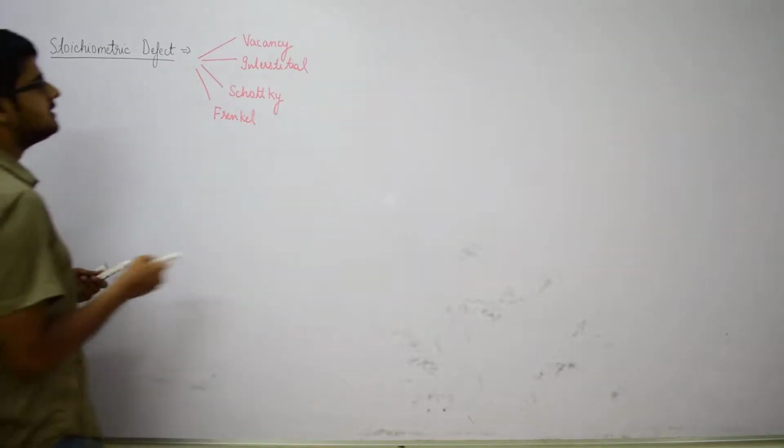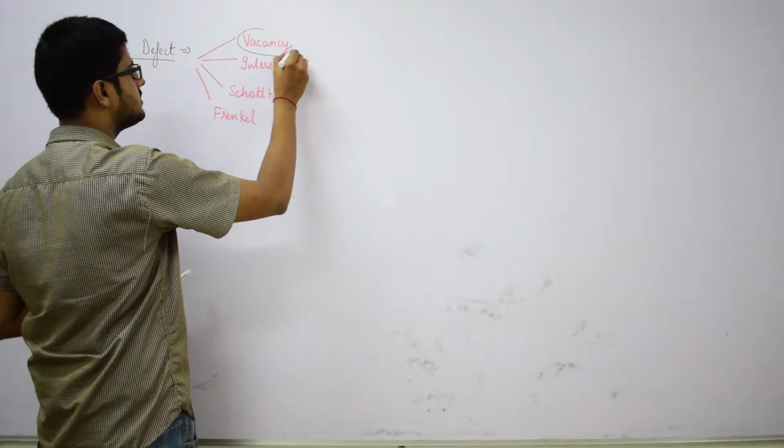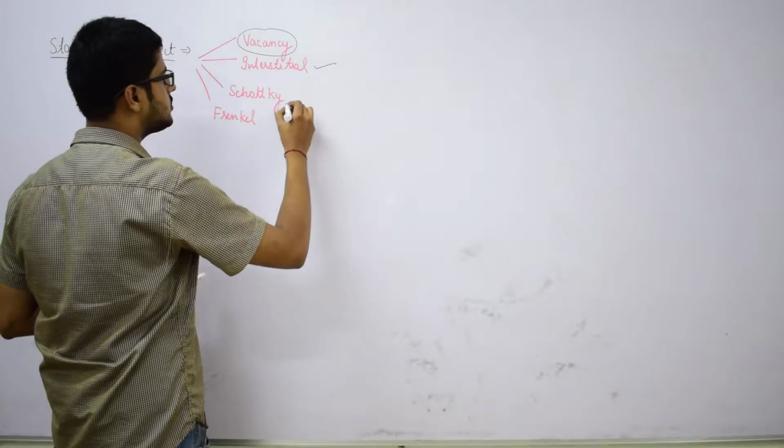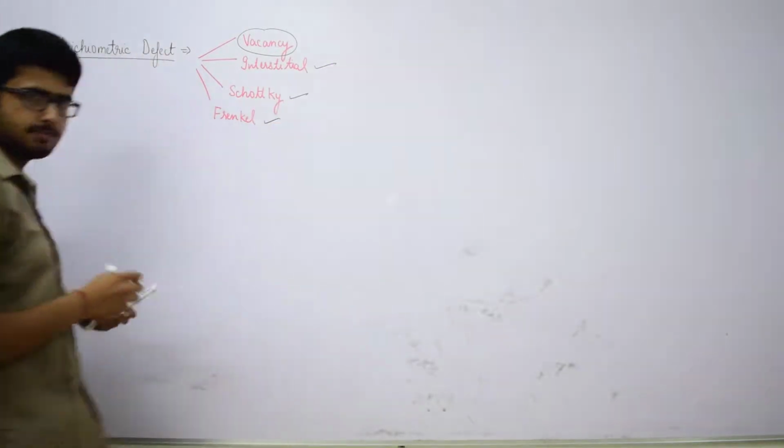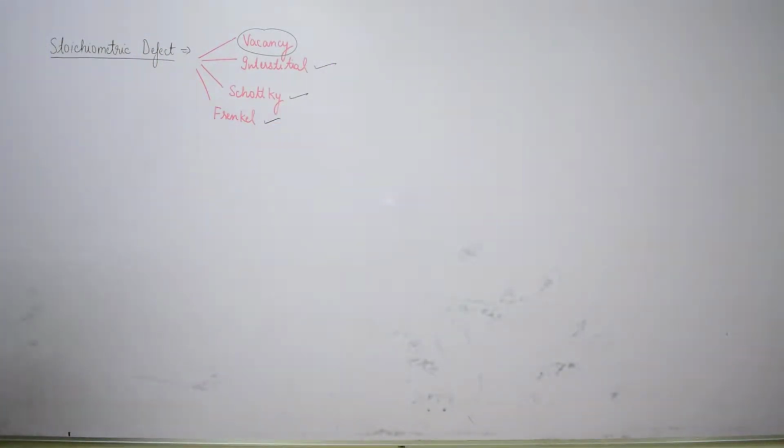We have already discussed the vacancy defect. We have to discuss interstitial defect, Schottky defect and Frenkel defect. So, these three defects we have to discuss. Let us discuss them one by one.